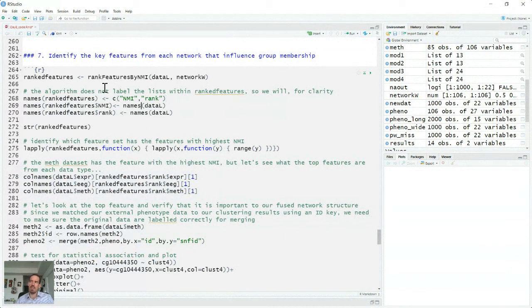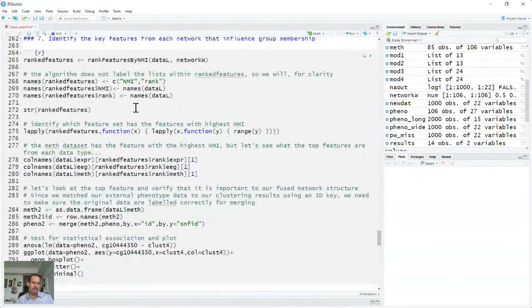Most of this is ranking features. This ranking of features by mutual information is built into SNF and does everything for you pretty much automatically. It takes each data type individually, so we're giving it this list of data types that has all three of our data matrices in it and generating our rankings per data type.